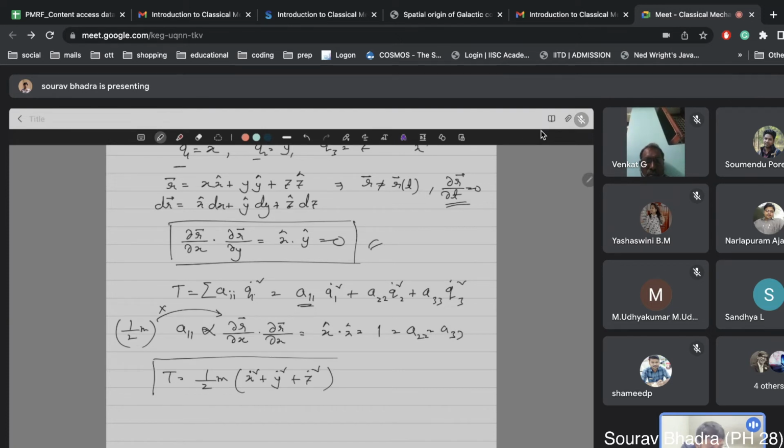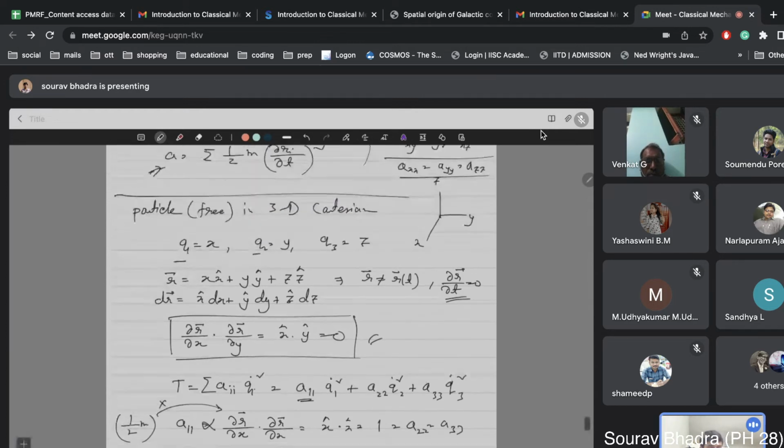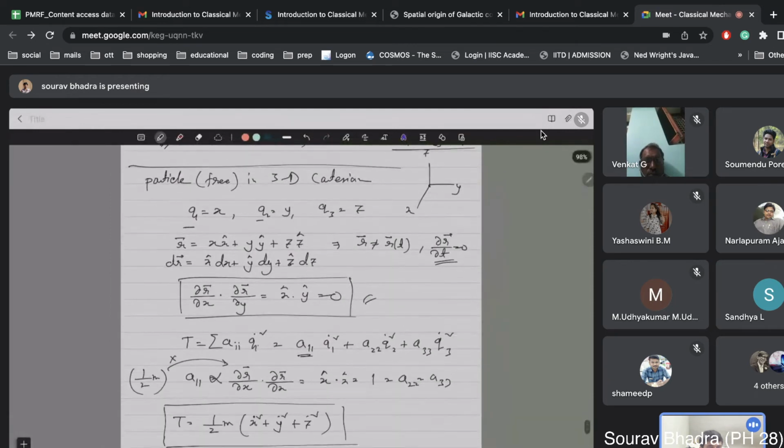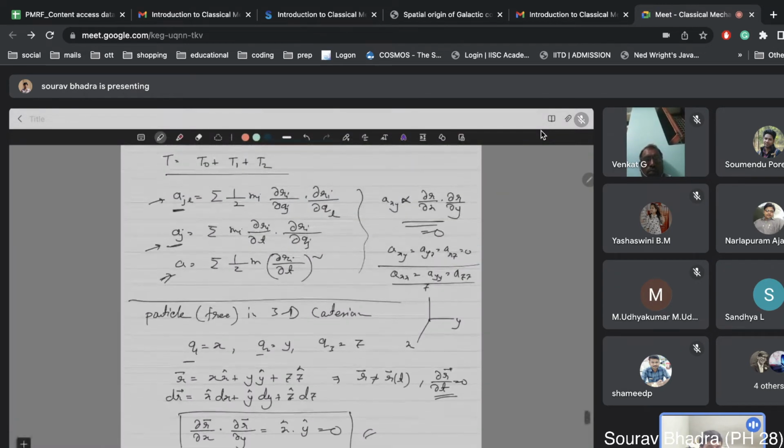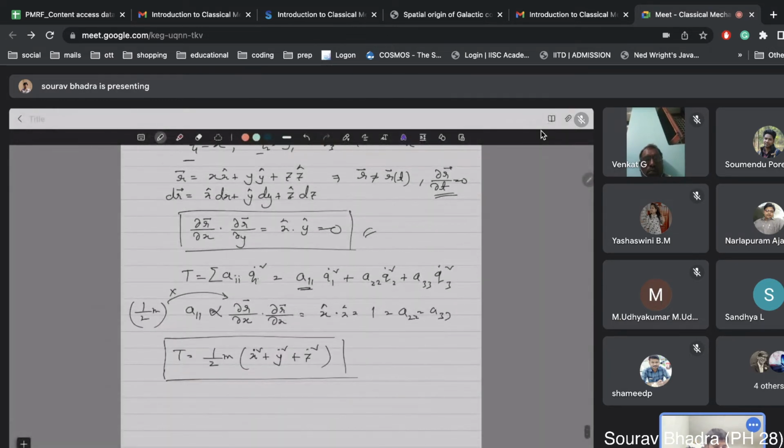So you can see we are getting the same value which we generally write for T in terms of x dot, y dot and z dot for a free particle in a simple system. So it is nothing but I have just tried to calculate the kinetic energy in terms of this A11, A22 and A33 to give you an idea about this particular method. Okay, so any questions in this problem?